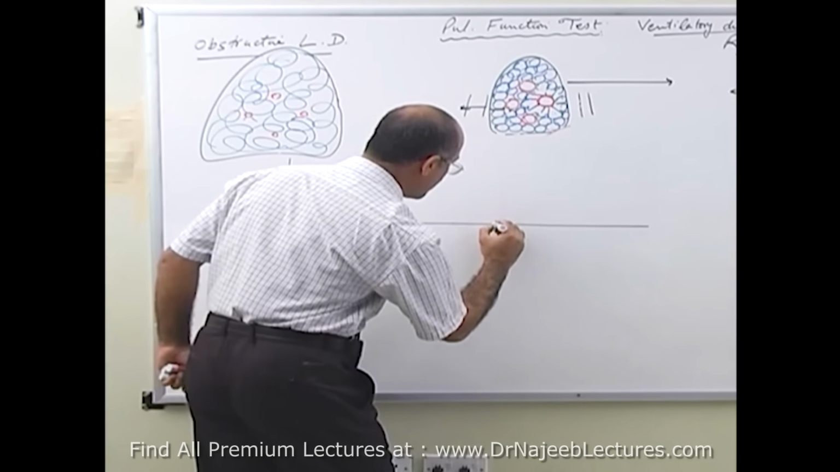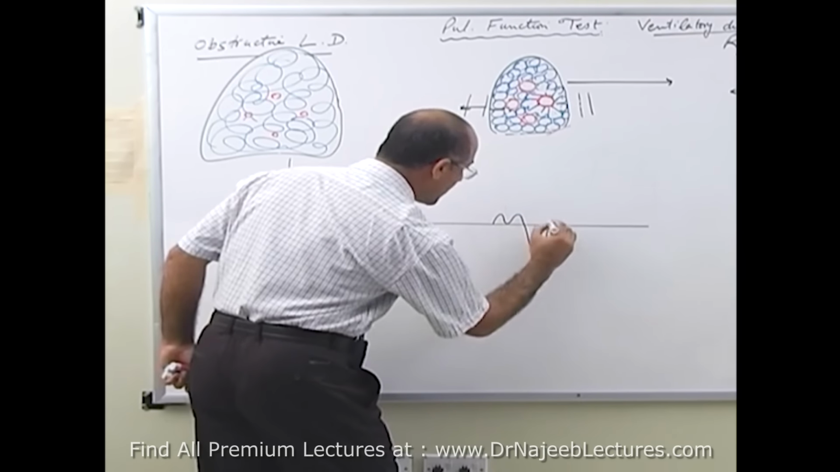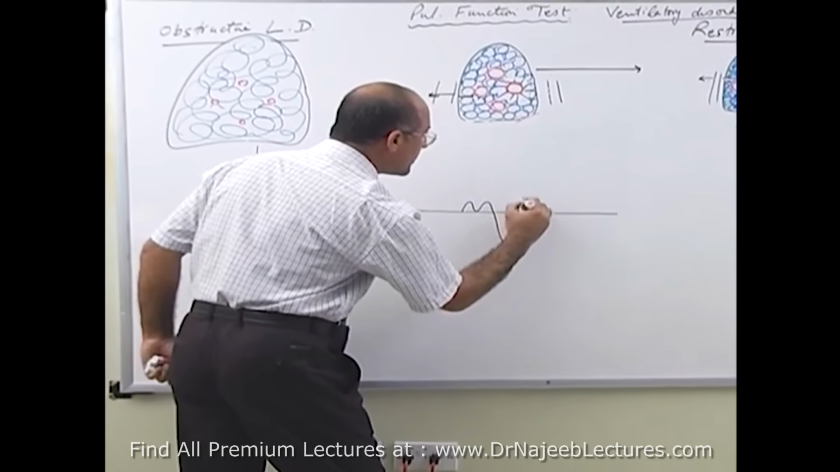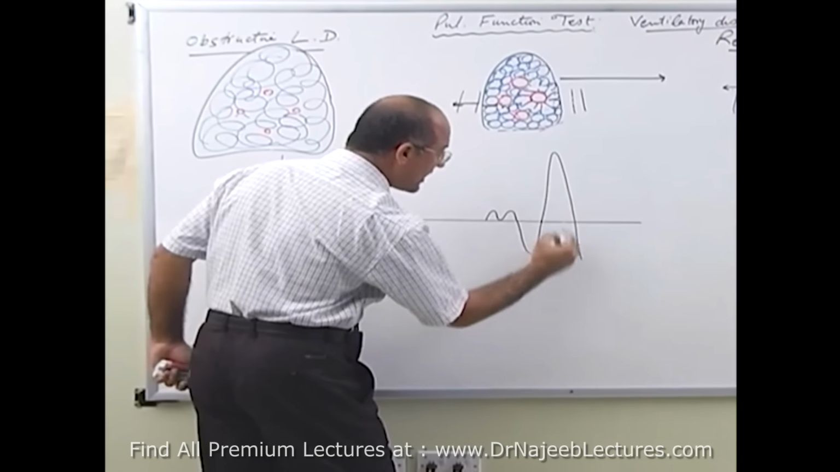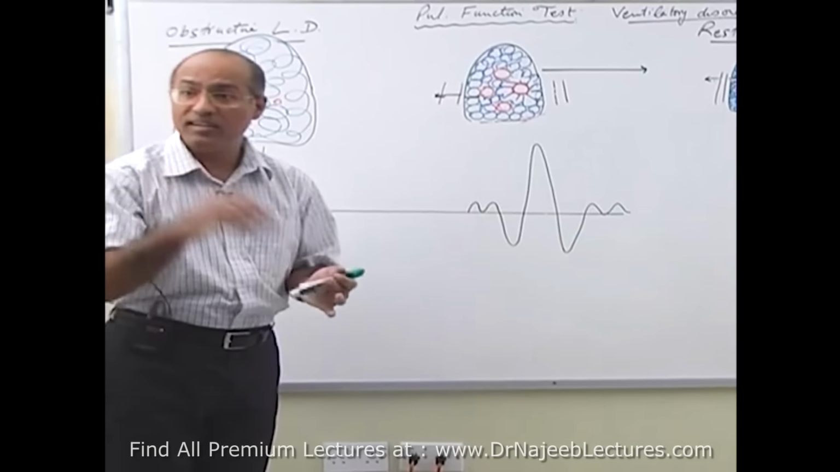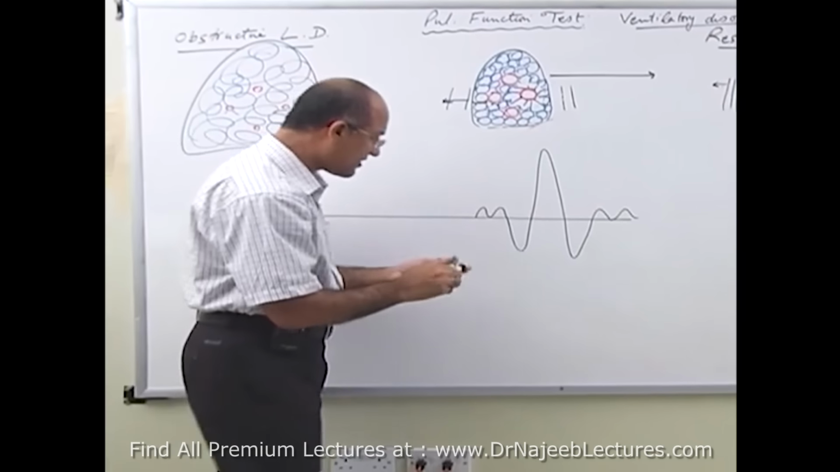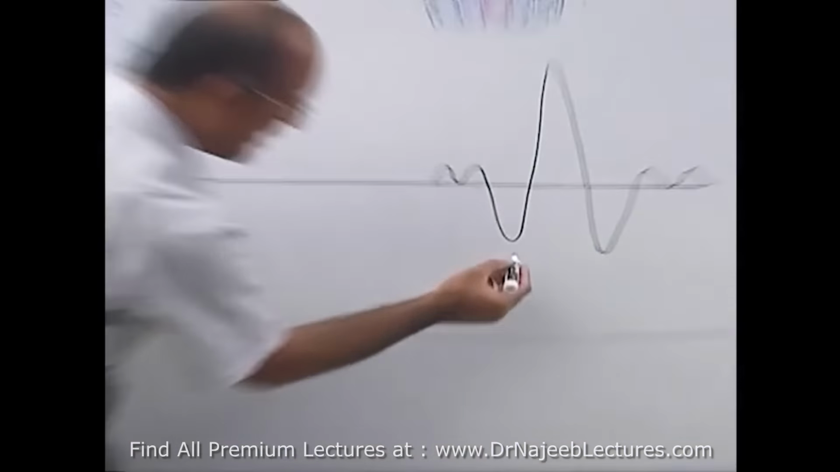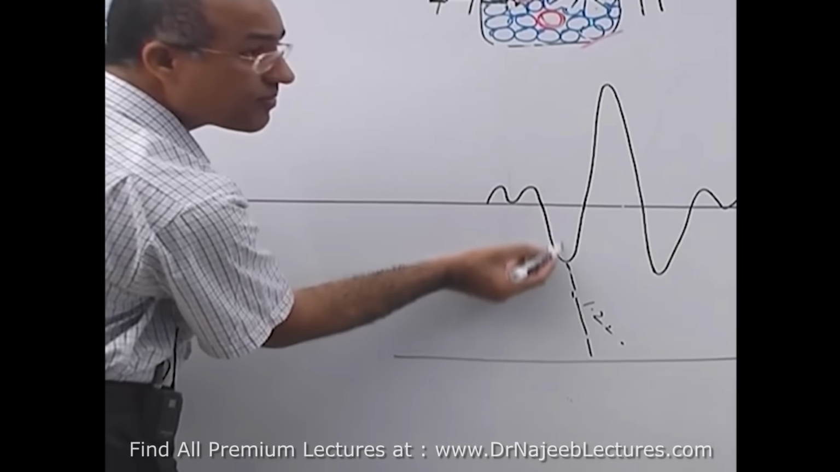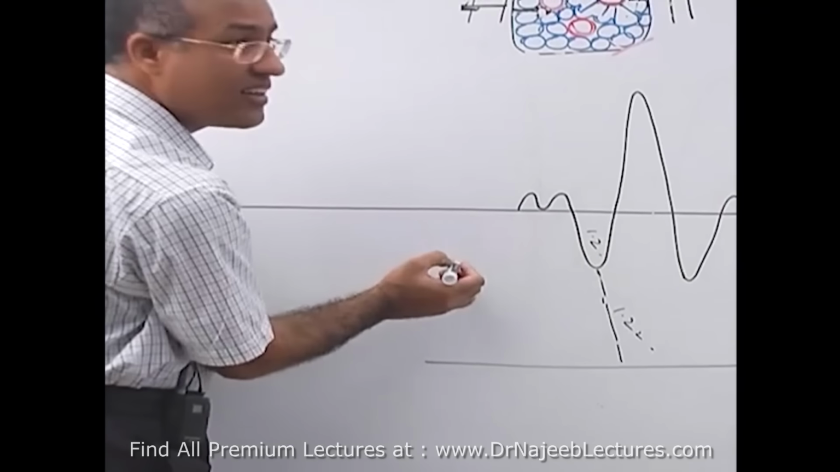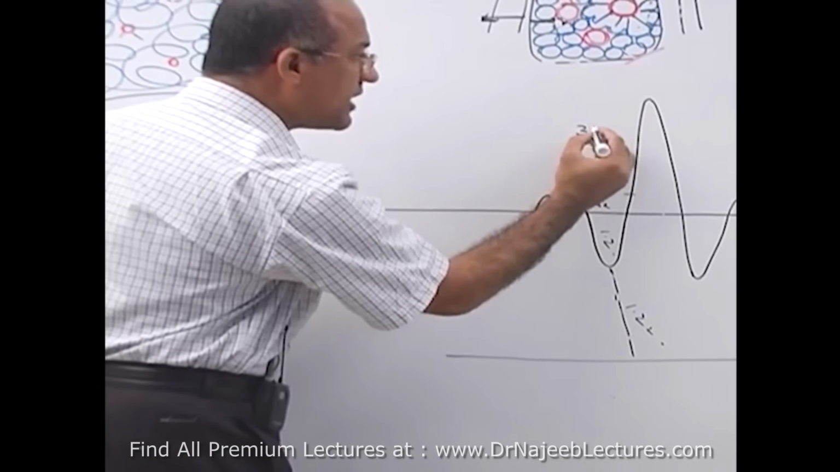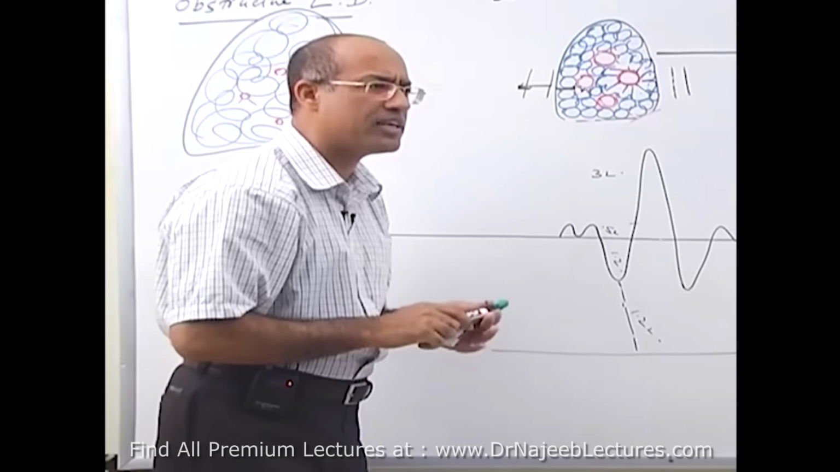First for the normal lung: tidal volume, inspiratory reserve volume, expiratory reserve volume, vital capacity. This is the normal lung. In the normal lung, how much is this residual volume? 1.2 liters. How much is this expiratory reserve volume? About 1.2 liters. How much is this? Half a liter. And inspiratory reserve volume is about 3 liters approximately, depending upon your age, sex and other factors.